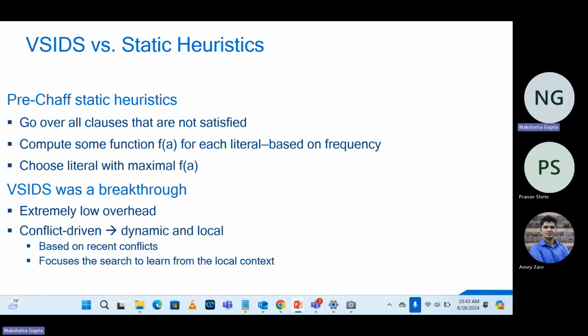It's also conflict driven, so it's dynamic and local. It takes into account the latest conflicts. And there is this part of halving the scores, so it's really oriented towards locality, to learn information from the latest local context. Again, SAT solvers are very good at that: learning local information, like short, useful clauses to block from the search space. And so this is this.